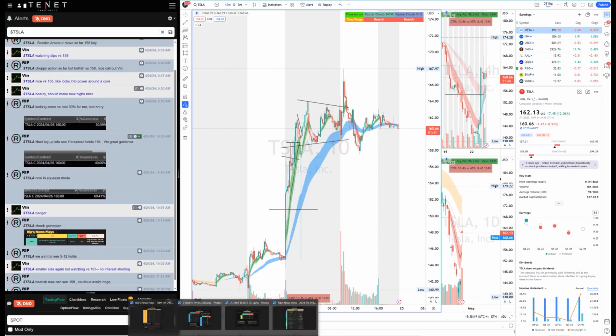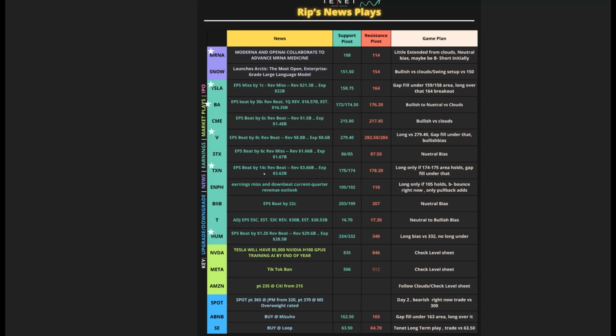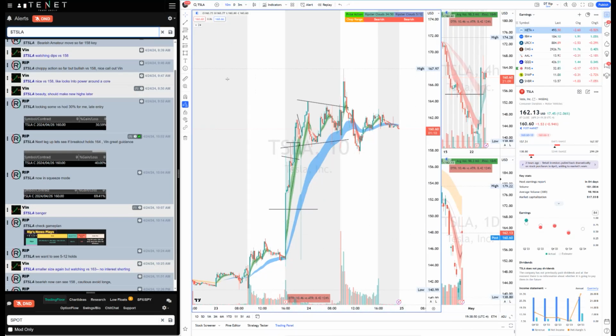So let's go to our plan first, right? What was the plan on Tesla? The plan was gap fill under 159, 158 area. Watch this carefully, these levels, and long over 164 breakout. Read this carefully, and then I'm going to show you, right? Support 158.75, resistance 164, gap fill under 159, 158 area, long over that 164 breakout, right? So you see that, and let's go back and see how it worked out.